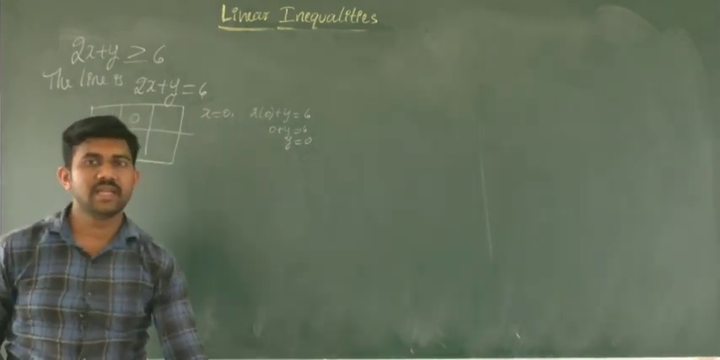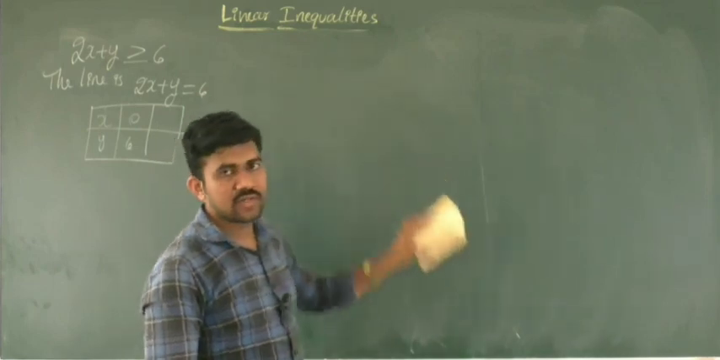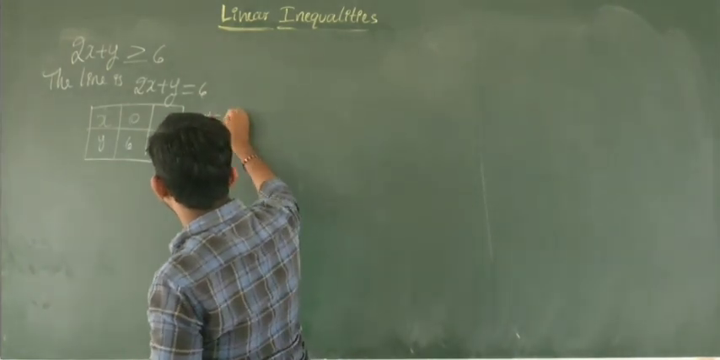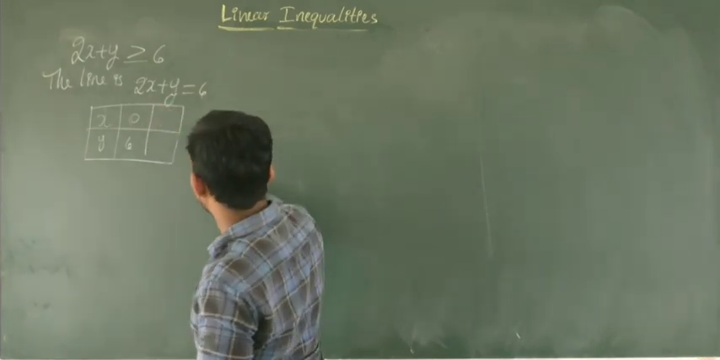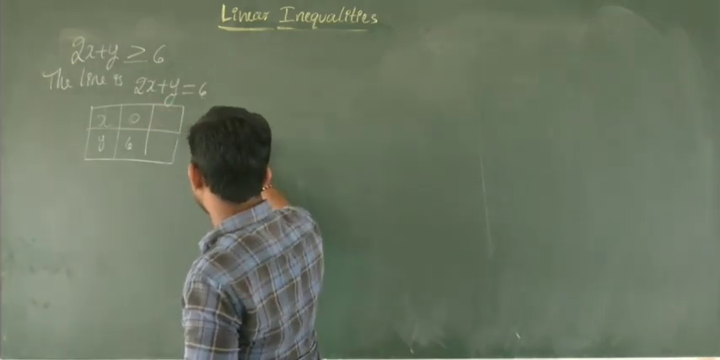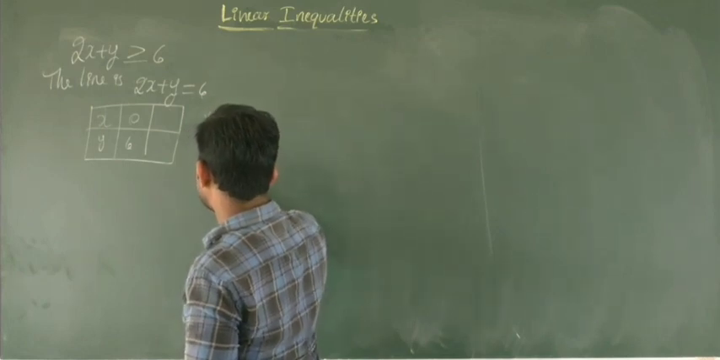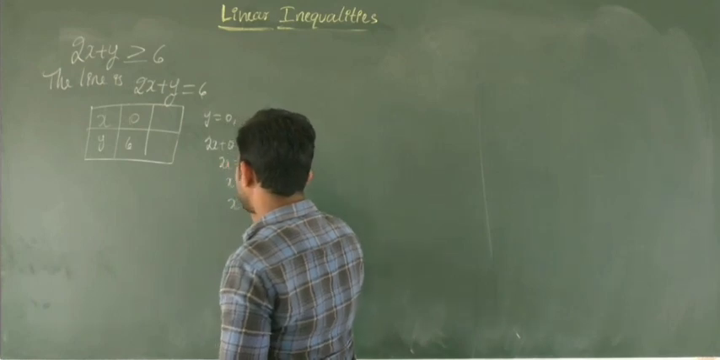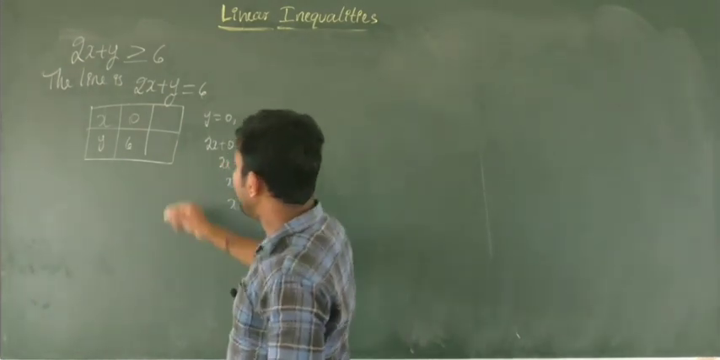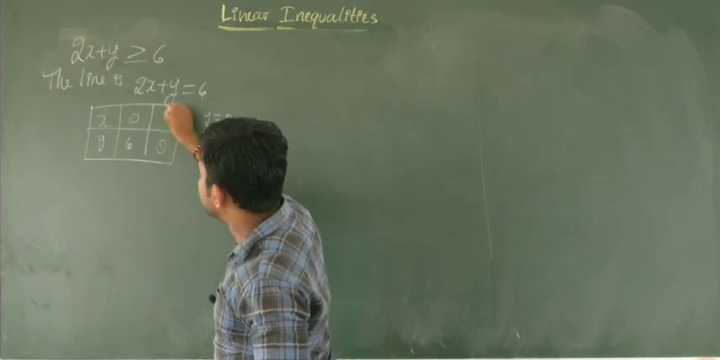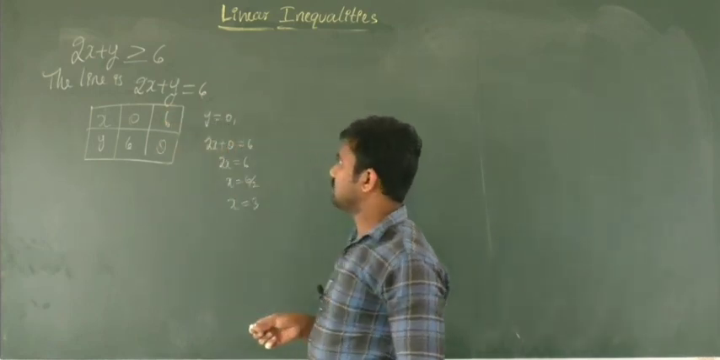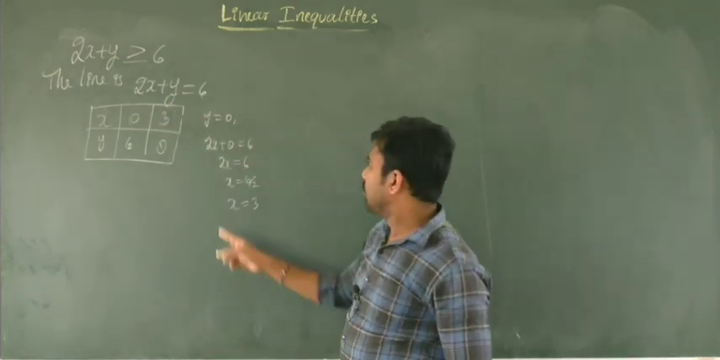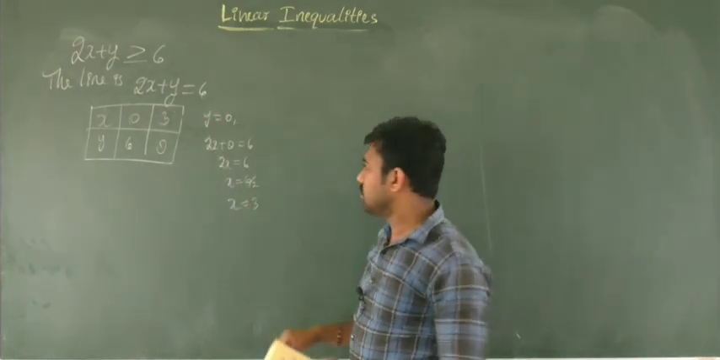Okay, similarly when y is equal to 0, what is the value of x we will get? When y is equal to 0, then we will get 2x plus 0 is equal to 6. 2x is equal to 6. X is equal to 6 by 2, means x is equal to 3. So when y is equal to 0, x is equal to 3 you got.